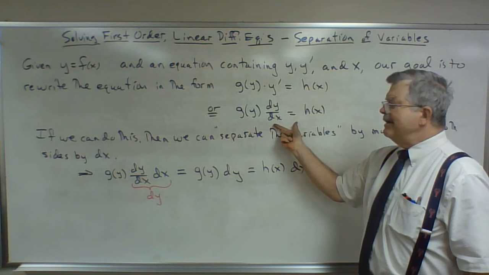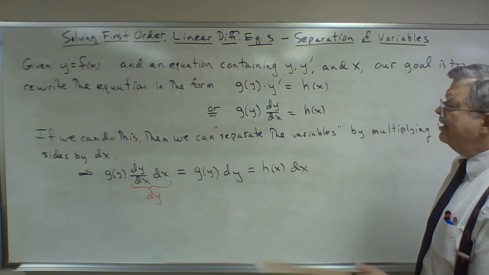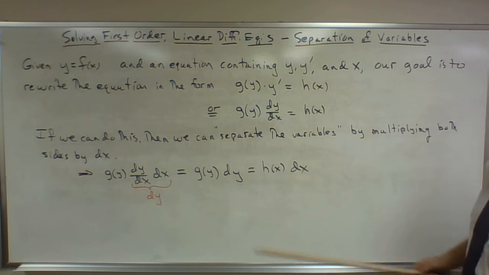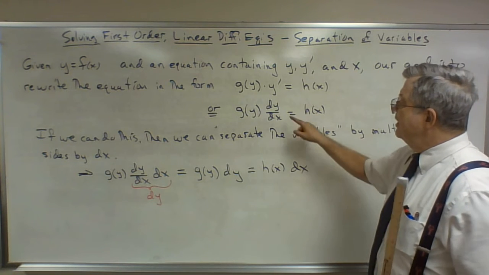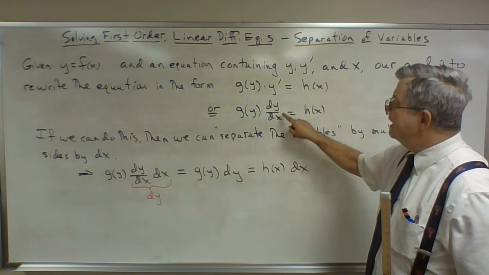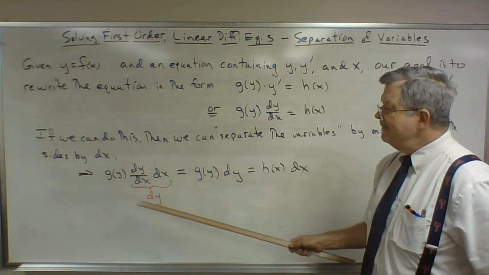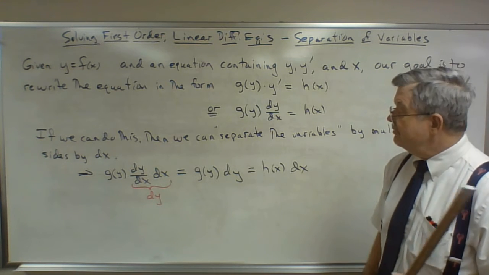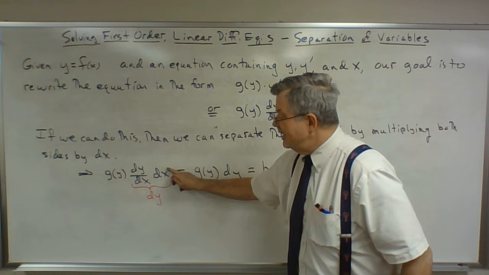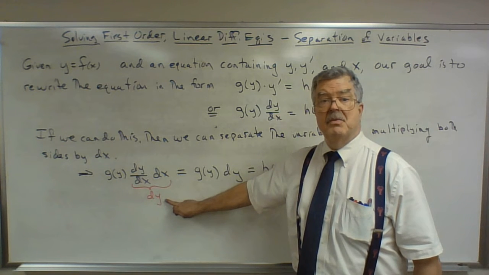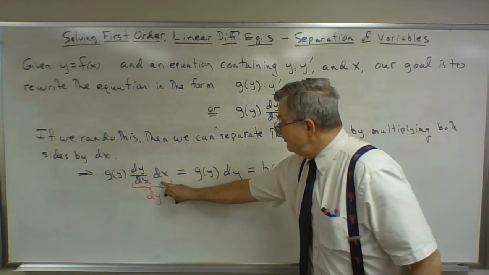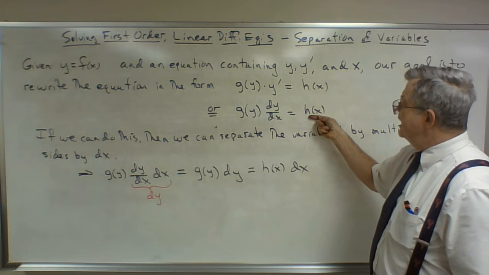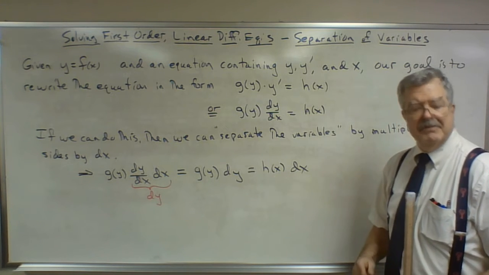If we can rewrite our equation in this form, then we can separate the variables, so to speak, by multiplying both sides by dx. We multiply this side by dx, and we get g of y times dy/dx times dx. But what is dy/dx times dx? Isn't that the differential dy? So this just becomes g of y dy. And when we multiply this side by dx, we get h of x dx.